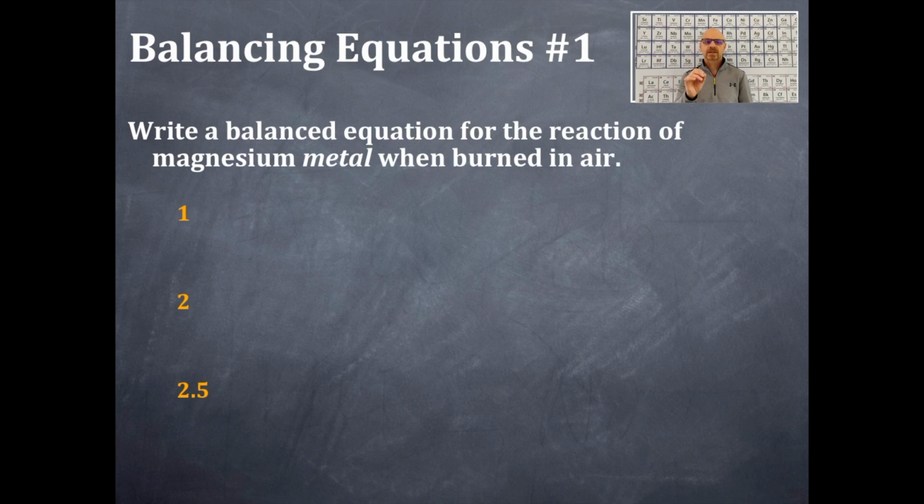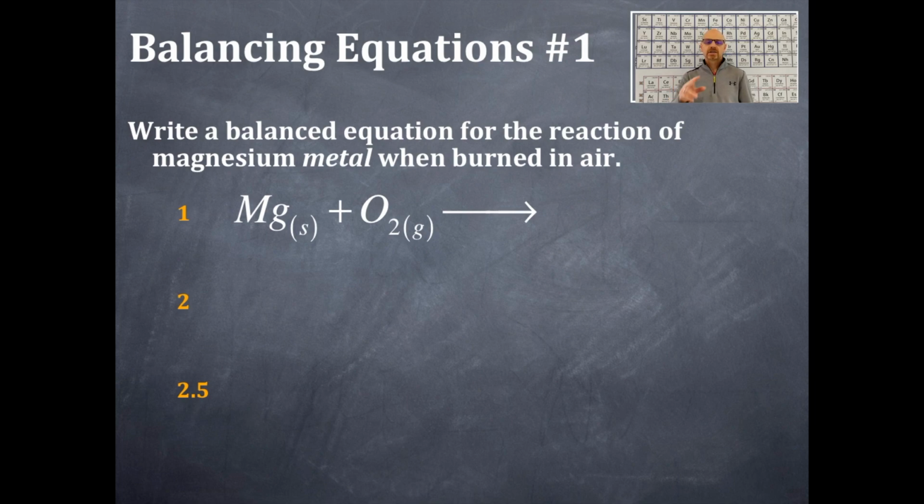It says, write a balanced equation for the reaction of magnesium metal when burned in air. So, magnesium metal, it says that it's a metal, so that tells you that it's elemental magnesium. What is the state of matter of elemental magnesium? That's right, it's a solid. And when it's burned in air, what's the major component of air that's most important? It's not nitrogen gas, it is oxygen gas. So we're going to have magnesium metal and oxygen. Okay, so we have magnesium metal, that's a solid, and oxygen gas.